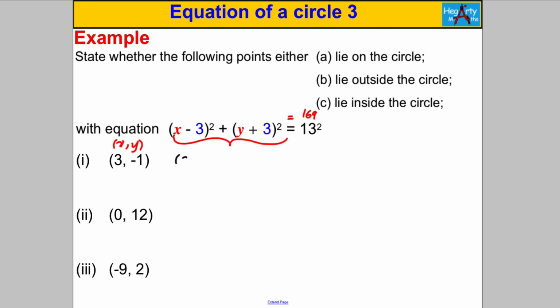So let's do 3, take away 3, all squared, add -1, add 3 squared. 3 take away 3 is 0, 0 squared 0. -1 add 3 is 2, so that's add 2 squared, which is 4, and we're going to get the answer 4. And therefore 4 is way less than 169. Okay, so therefore 3, -1 is inside the circle.